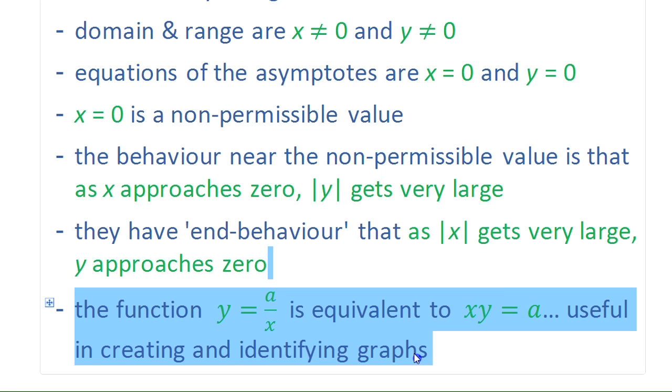All right, so lots of information there. Take some time to process it and put it into practice. That's it for basic rational functions.